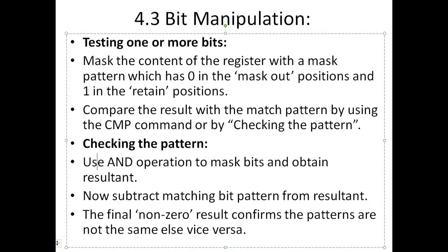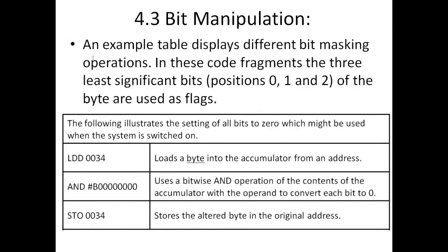Checking the pattern. Using AND operation to mask bits and obtain the resultant. Now subtract the matching bit pattern from the resultant. A non-zero result confirms the patterns are not the same, else if the result is 0, that means the pattern is the same.